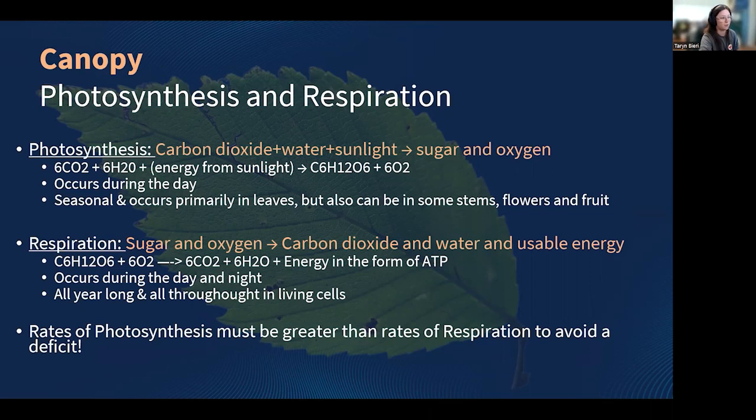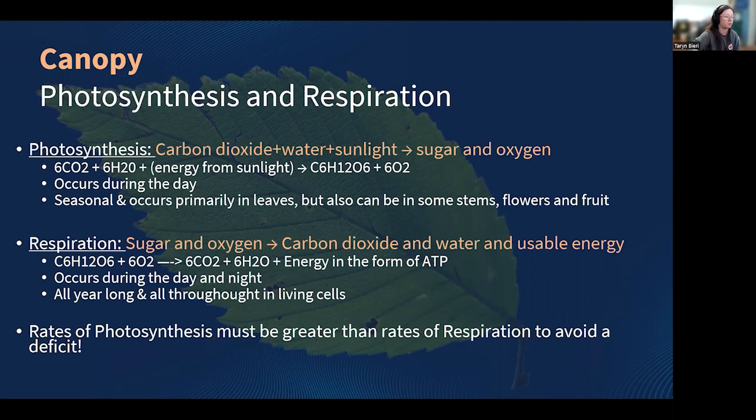Another process you may not have heard of is respiration. It's basically the reverse of photosynthesis. So the tree takes that sugar that it produced during photosynthesis, along with oxygen that is absorbed from outside the tree, and through a reaction creates carbon dioxide, water, and usable energy for maintenance and growth. It can also use this energy for absorption of mineral nutrients and translocation of materials in the tree.